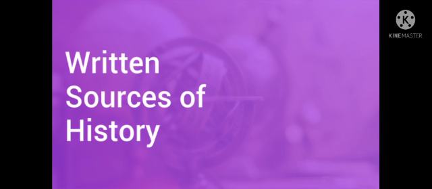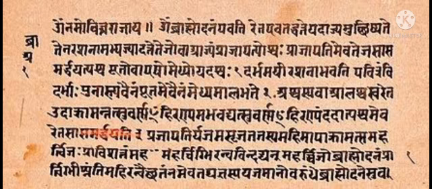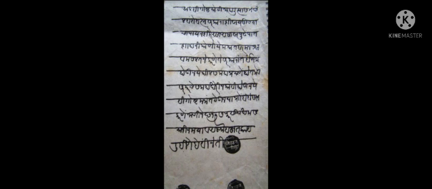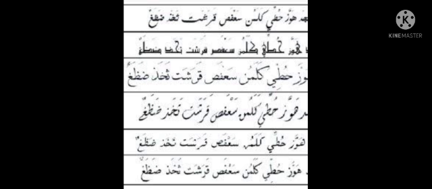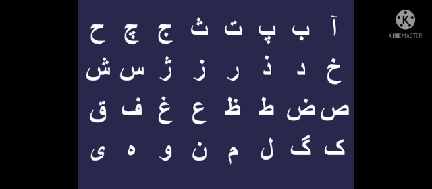Now let's look at the written sources of history. Now look at this script. This is Devanagari script. Devanagari alphabets were used for Sanskrit, Hindi and other languages. This is Modi script. It was used to write Marathi script. Later on it was discontinued. Look at this script. This is the Arabic script and this is the Persian script. So writing styles like Devanagari, Modi, Arabic and Persian were used in the medieval period.